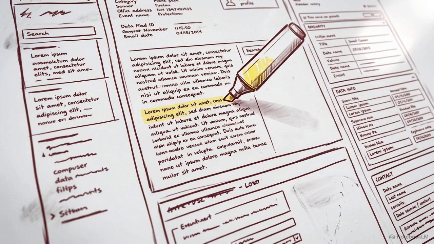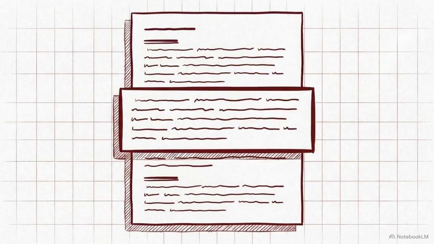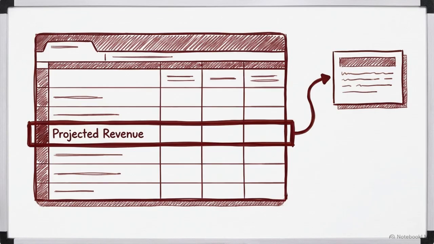As you read, use the digital highlighter tool to connect the dots. If management makes a bold claim in the narrative exhibit, highlight it. Then find and highlight the corresponding financial data in the next exhibit to see if the numbers actually match.